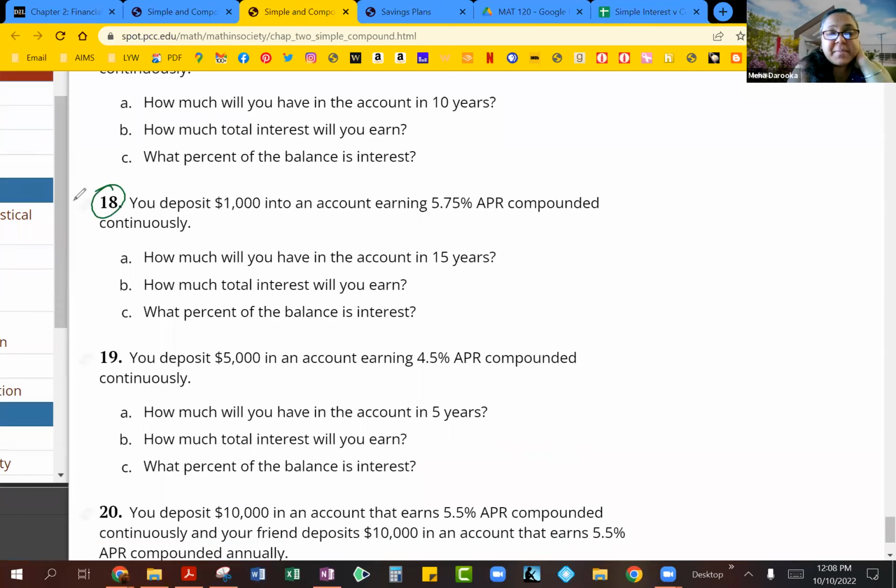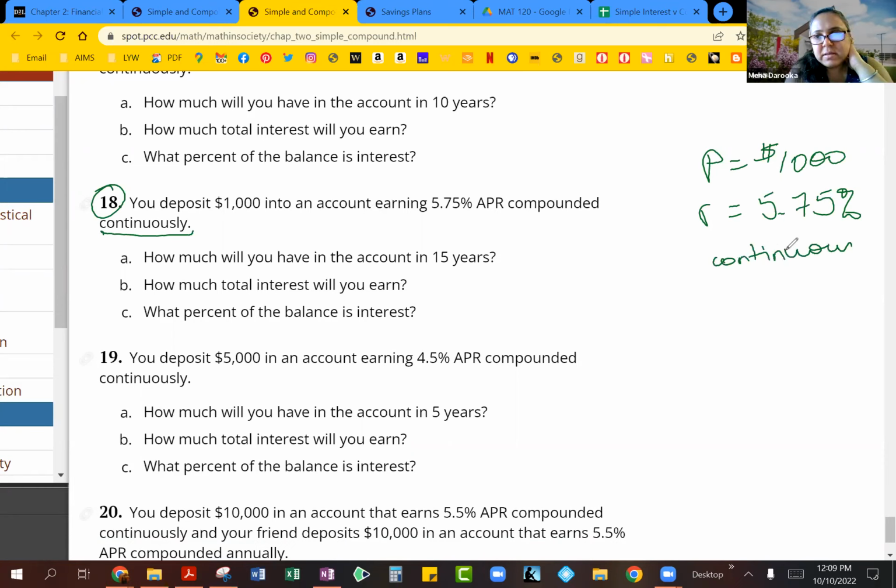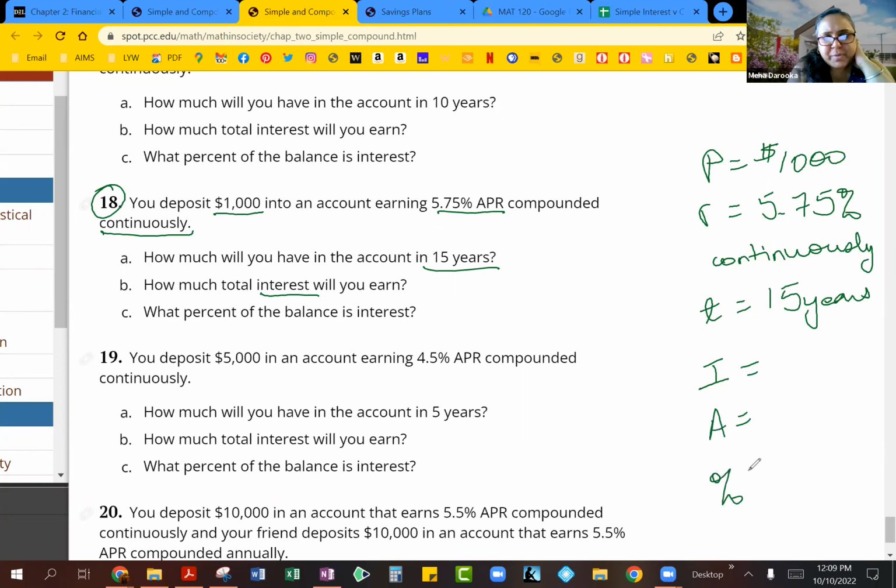So they're telling us we are depositing $1,000. That, of course, is our principal. So we've got $1,000 into an account earning 5.75% APR, which is again compounded continuously. And then they are telling us how much we are going to have in our account in 15 years. Of course, that's your time. How much total interest will you earn? So we need to know the interest, we need to know the balance, and what percent of the balance is the interest.